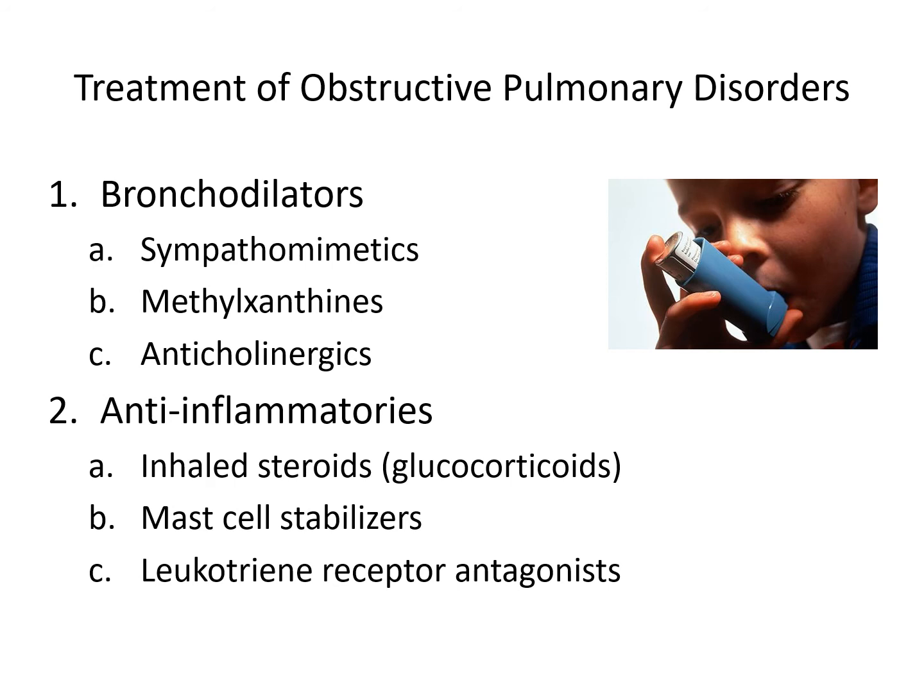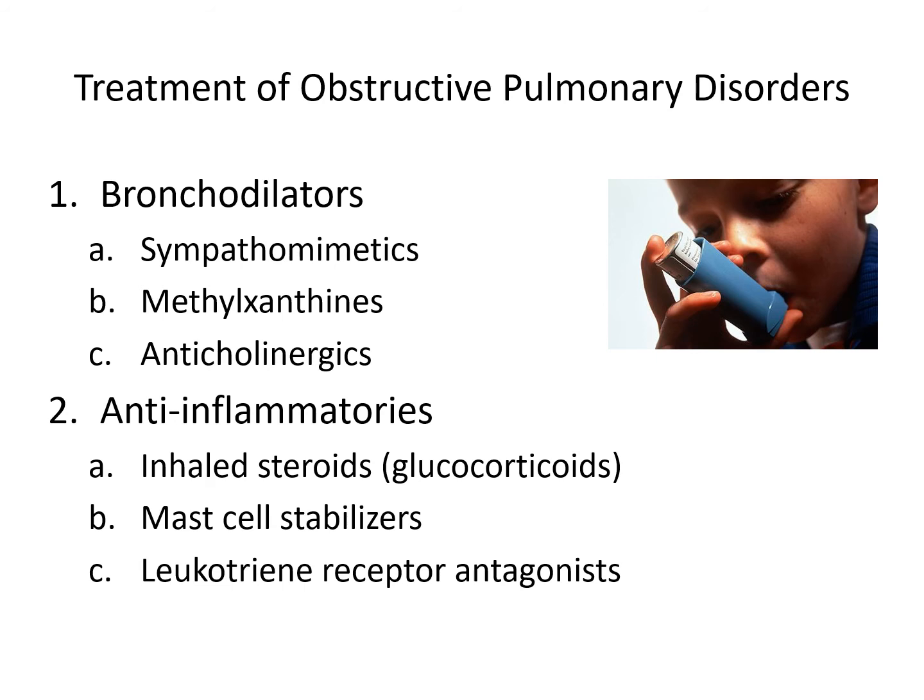So we have two categories. I said we want bronchodilation and we want anti-inflammatories. Fortunately, we've been through some of these already. So our bronchodilators, the most common form are sympathomimetics. So our beta agonist is what we use. That is the most commonly prescribed drug for our obstructive pulmonary disorders.